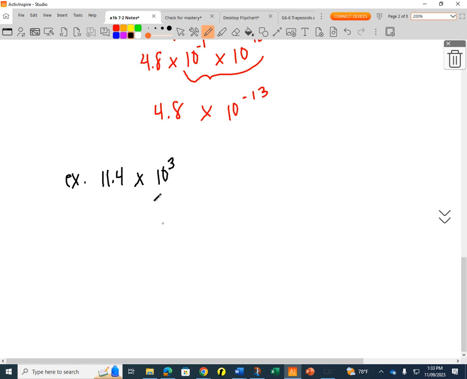This number is greater than 10. I'm just going to move the decimal place. Now I've got to move it to the left, so this number is between 1 and 10. I'm going to have 1.14. That's got to be times 10 to the something. Since this number was greater than 1, I moved it 1 space, and it's a positive 1 this time. Does that make sense?